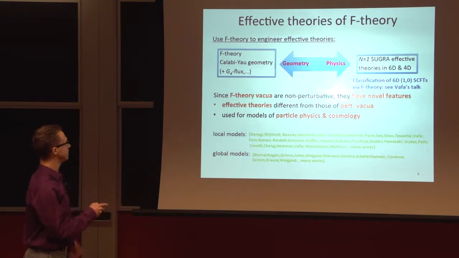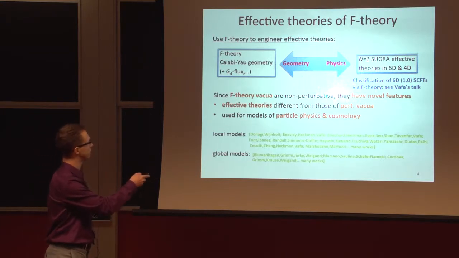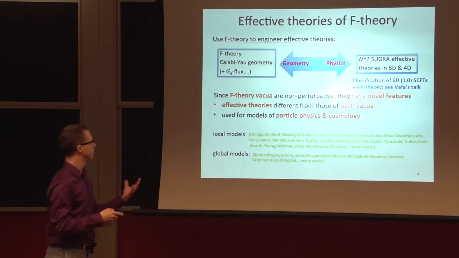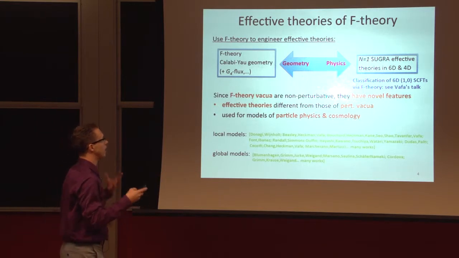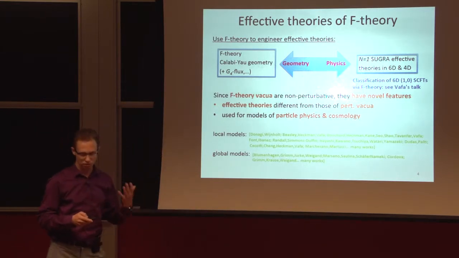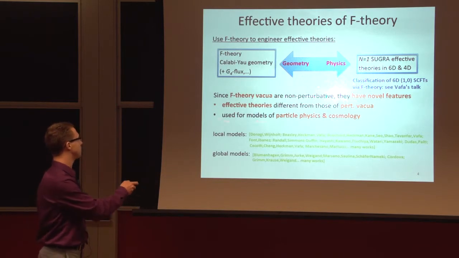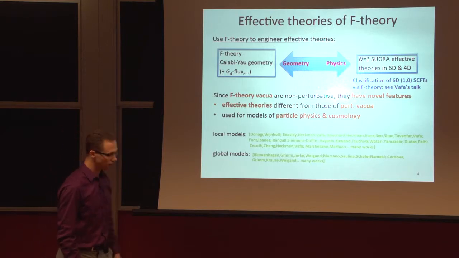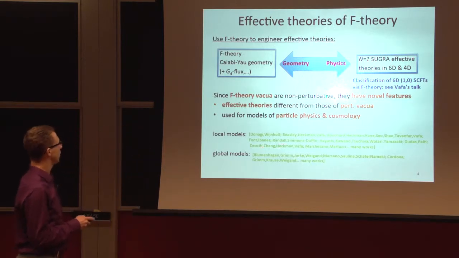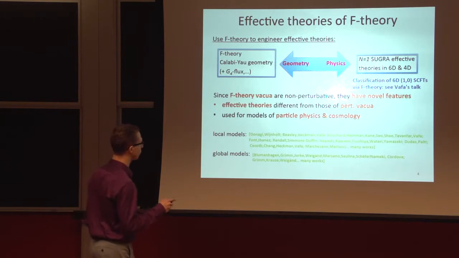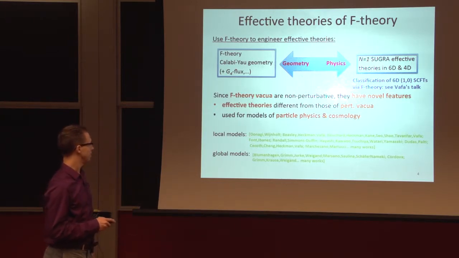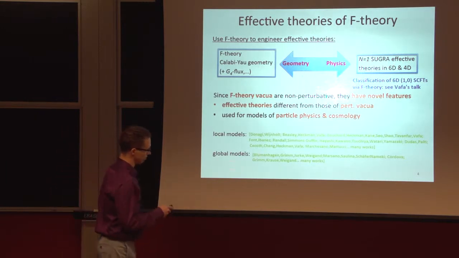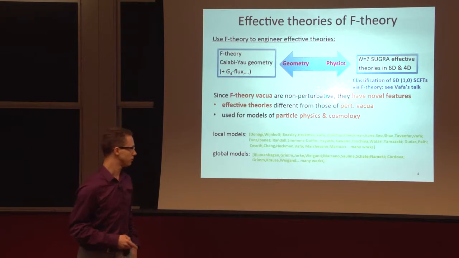So now the key point is that since F-theory describes non-perturbative string vacua, they have novel features. And this means that also the effective theories are different from those you obtain in perturbative string compactifications. And this has actually been used successfully in the past for constructions of models of particle physics and cosmology. So this was first initiated in the local model building approach by Beasley, Heckman, Waffa, and Donagi, Wijnholt, and then later completed in the global models. And there has been a lot of work in these two fields.